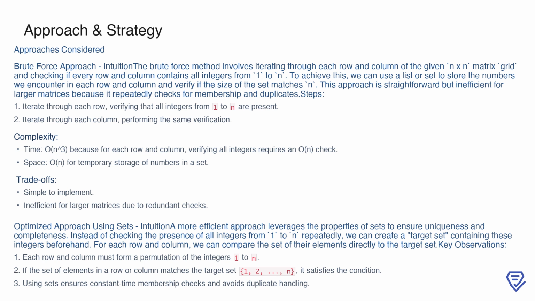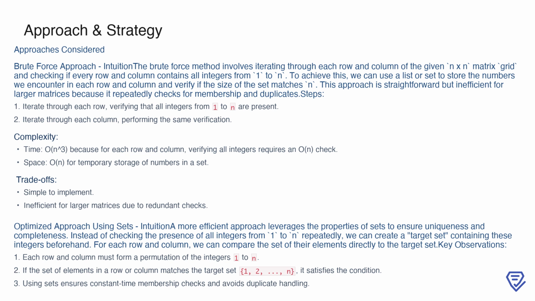To solve this problem, we need to verify that every row and column in the given n×n matrix contains all integers from 1 to n. A straightforward solution is the brute force approach, where we manually iterate through each row and column, checking if the numbers 1 to n are present. We can use a set to store the numbers we encounter in each row and column and confirm whether the size of the set matches n.